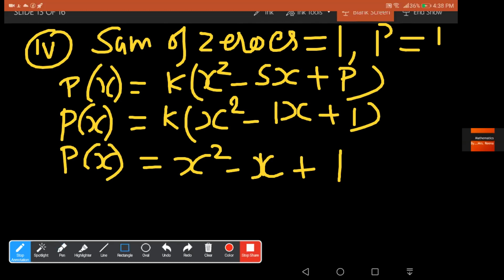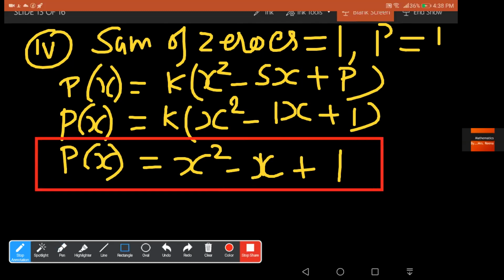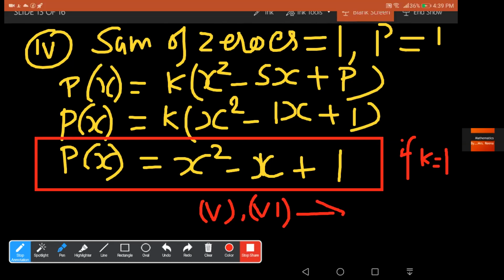K को मैं कोई सा भी अपनी requirement के according I can take any number instead of k. So if I take k equal to 1, then yes, the answer will be x square minus x plus 1. Now, fifth and sixth part is for you people. So this is your DIY question. Do it yourself.